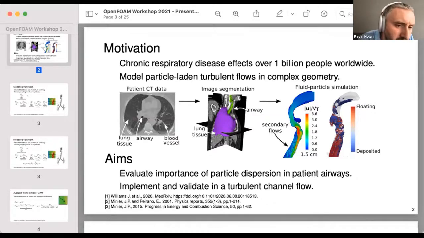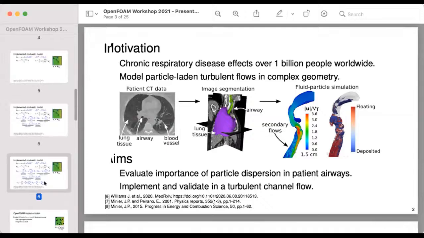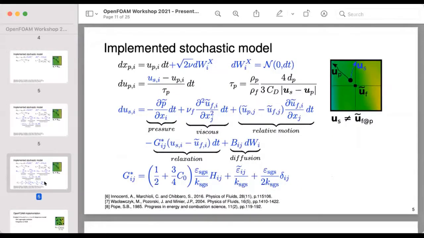Richard Kenny is asking what is the key parameter in the Langevin model to ensure consistency with DNS results? Over the last couple of months, I've found that it really all comes down to this parameter G star, which is how easily the model relaxes back to the fluid. If we overpredict or underpredict it, then we get some significant spurious component.